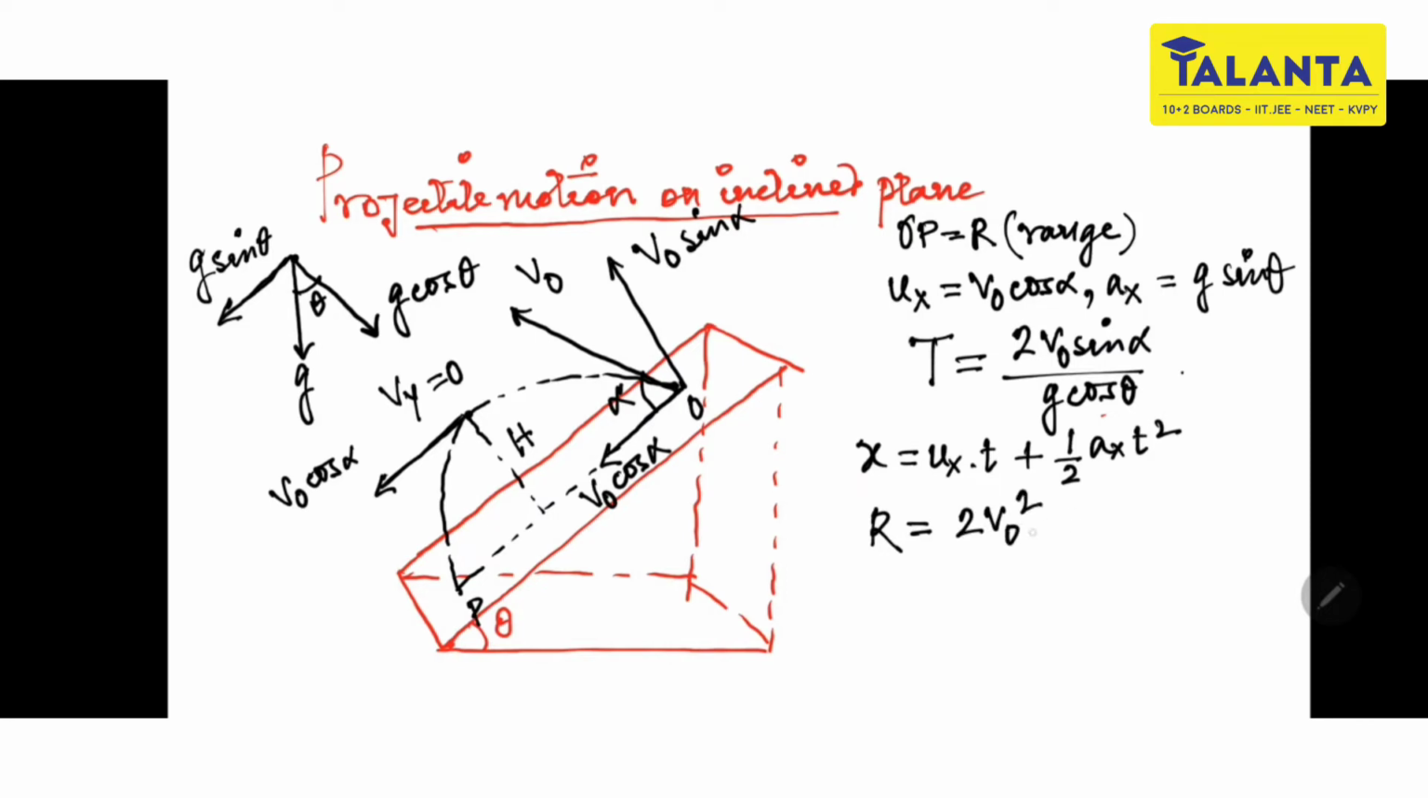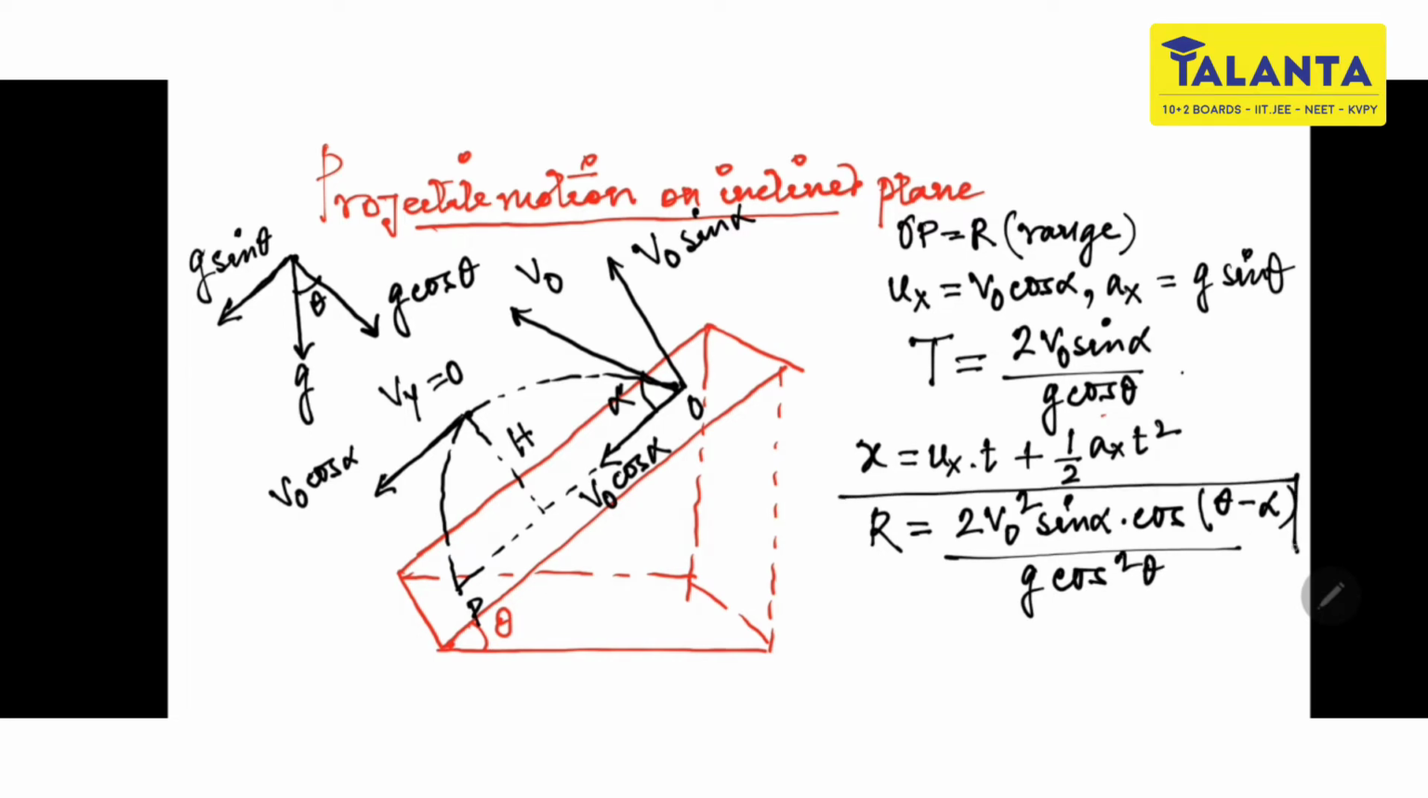By calculating this, we get the value of R as 2v0 square sin alpha into cos of theta minus alpha by g cos square theta. This is the value of range for the projectile in inclined plane.